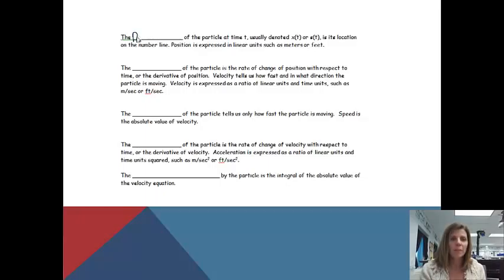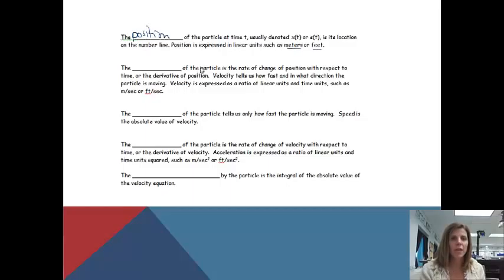The position of the particle is usually denoted by x of t or s of t. A lot of times we'll do x of t if the particle is moving along the x-axis. It is basically just its location on the number line. Position is expressed in linear units, such as meters or feet.